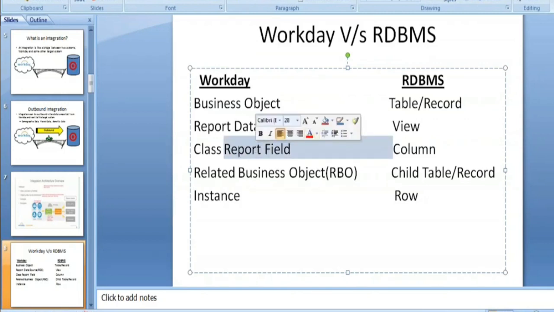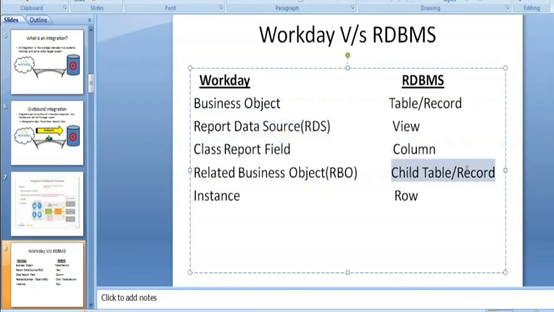Here, a class report field is equivalent to a column in RDBMS. A related business object, RBO, is equivalent to a child record in RDBMS. An instance is a row. So these are the terminologies we use in Workday. Maybe it's new to you, but for those who are already in Workday, the naming conventions are equivalent to a table in RDBMS.